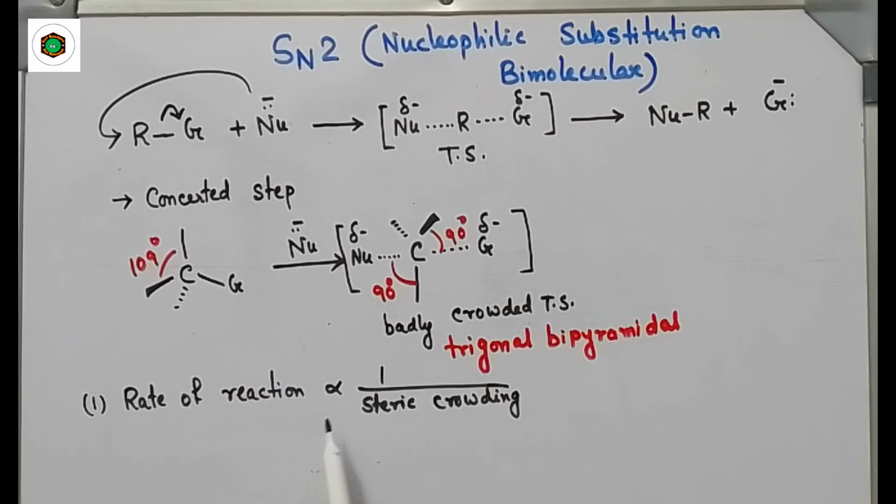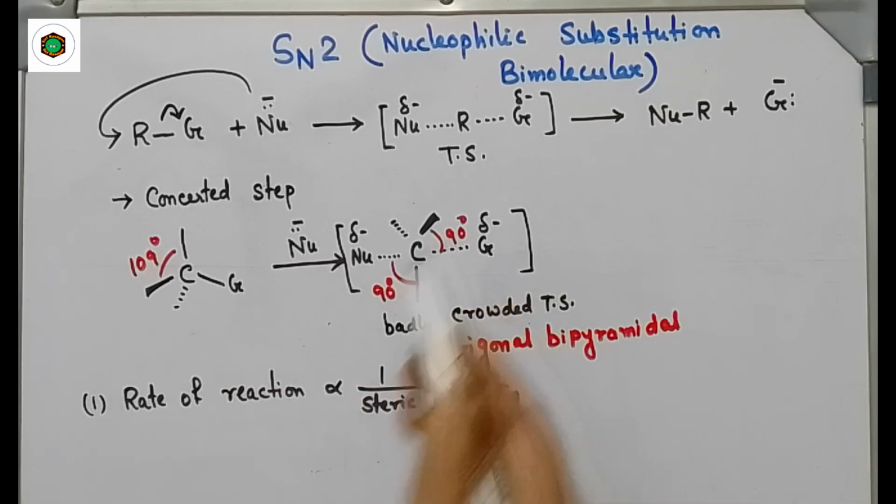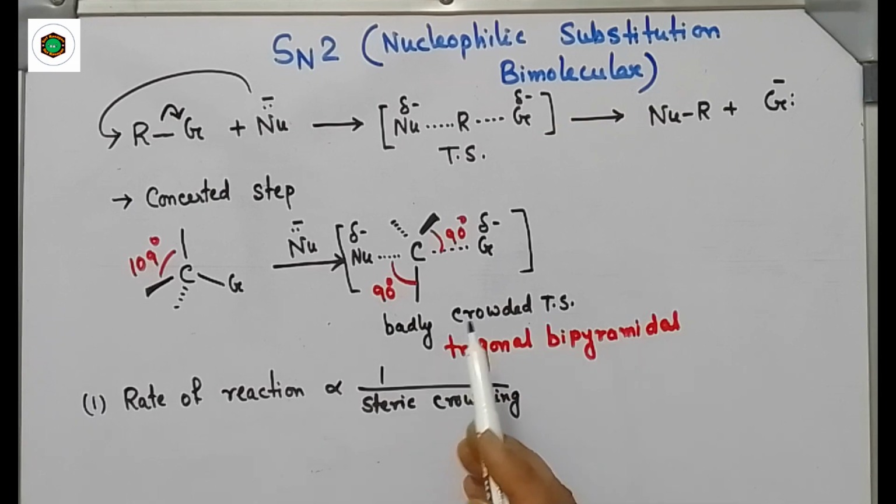Remember, rate of reaction is inversely proportional to steric crowding. If steric crowding is there in the substrate, then it will be there in the transition state also. So the energy of the transition state will increase and the rate of the reaction will decrease.